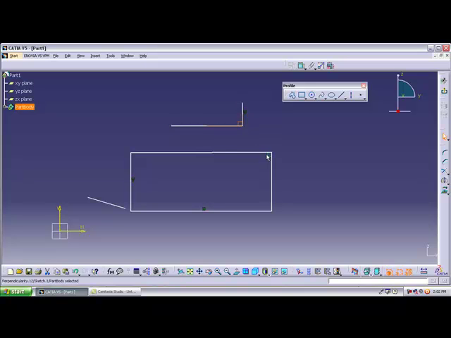This is the perpendicularity. And the next one, suppose I want to delete the perpendicularity. Then what should you do? Select the perpendicularity symbol and delete.